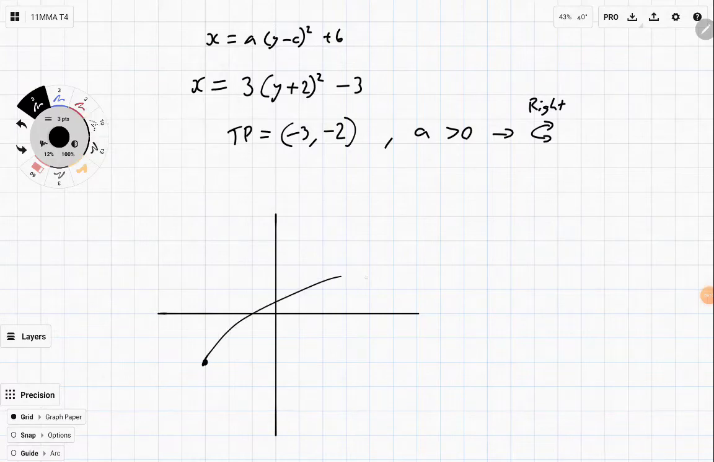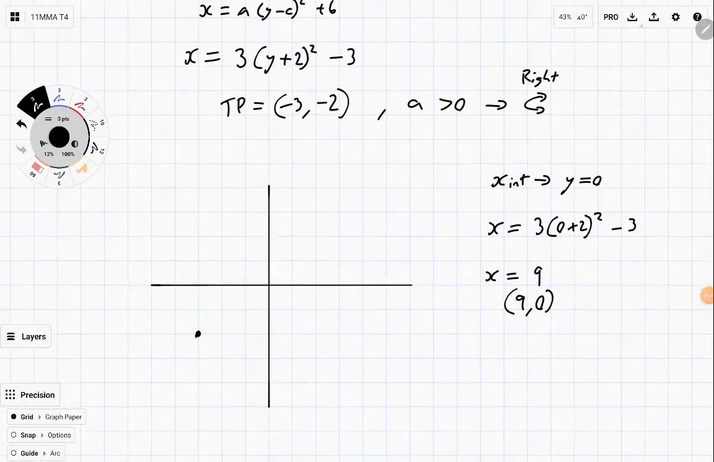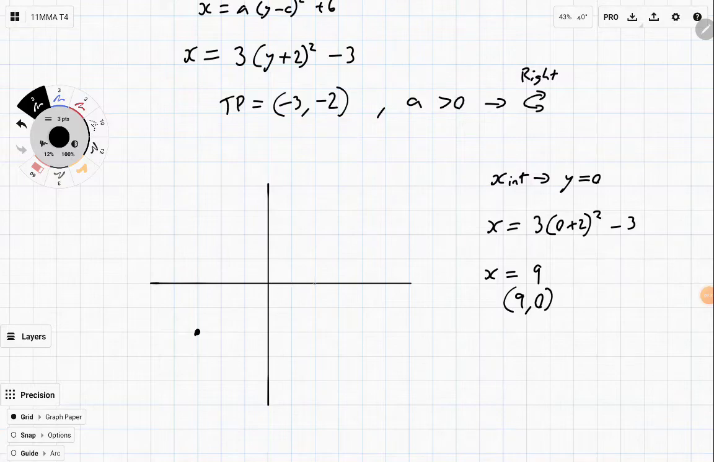Now I'm probably going to get rid of this sketch because I want to find my x and y intercepts while I'm here. So x-intercept is when y equals 0. So we get x is equal to 3 (0 plus 2) squared minus 3. 0 plus 2 is 2. 2 squared is 4. 4 times 3 is 12. 12 minus 3 is 9. And so we get (9, 0) as our x-intercept, which is, well, 1, 2, 3, 4, 5, 6. So it's actually all the way over here, somewhere on this axis. It's a fair way down this way. So on this current picture, we might not actually see it.